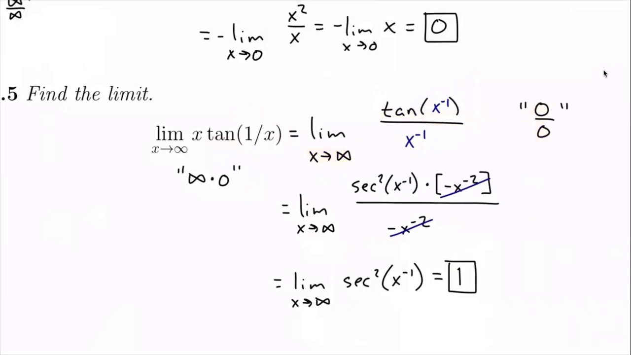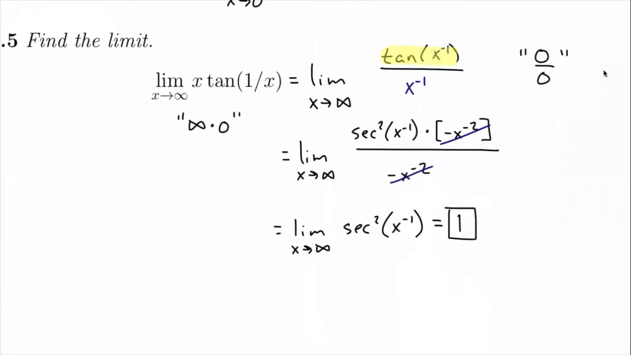As x goes to infinity, 1 over x, or x inverse, still goes to 0. Tangent 0 is 0. Denominator, as x goes to infinity, x to the negative 1 goes to 0. So we have the indeterminate form 0 over 0. We're ready to take the derivative of the numerator over the derivative of the denominator and try to evaluate that limit as x goes to infinity.